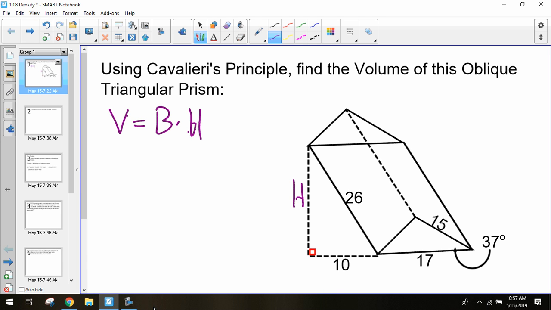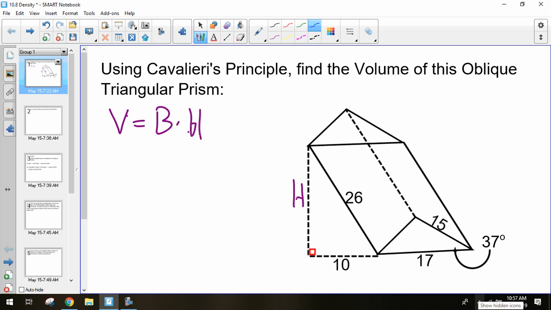For the height? First, find your base. Is that what we're talking about? So we have 10, we have 26. So we can do the Pythagorean theorem to find that height. Is that what you're talking about? Yeah. Okay. So if we were solving for our height, we have this right triangle here.